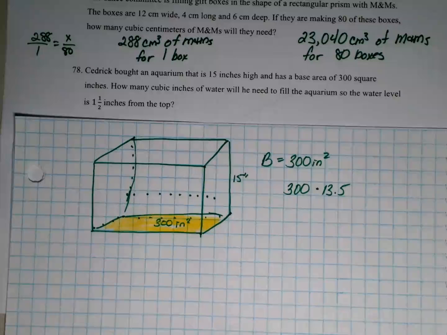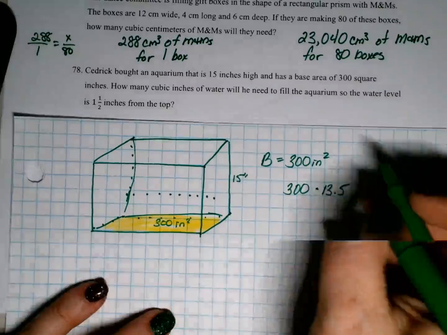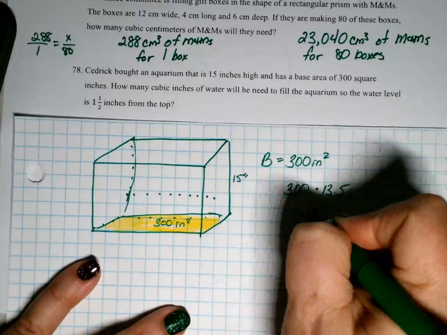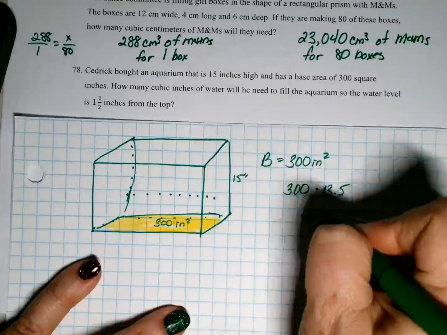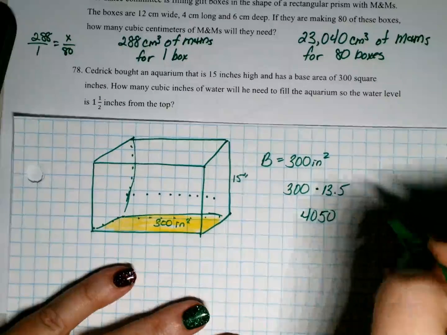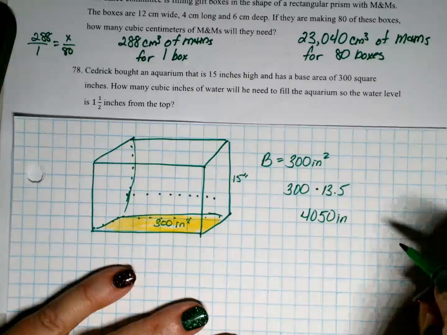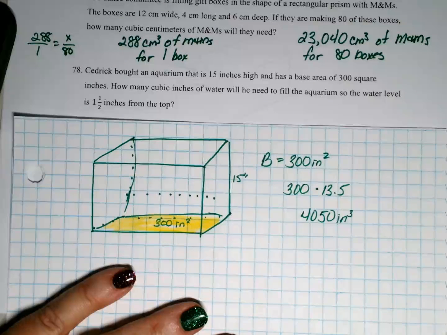See, this is why we have to be careful with calculators and make sure we're putting in the numbers right. Yeah, I came up with like 5 million. I put something in wrong. I got 4,050. 4,050 what? Inches. What kind of inches? Cubed. Volume. Length times width times height. It's 3 measurements, so we're cubing it.